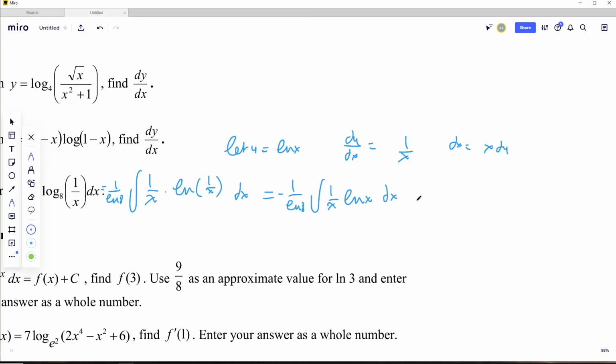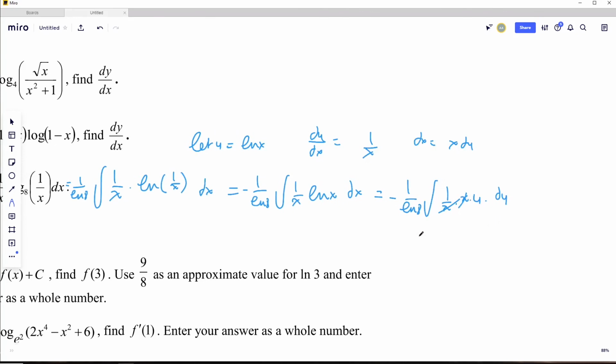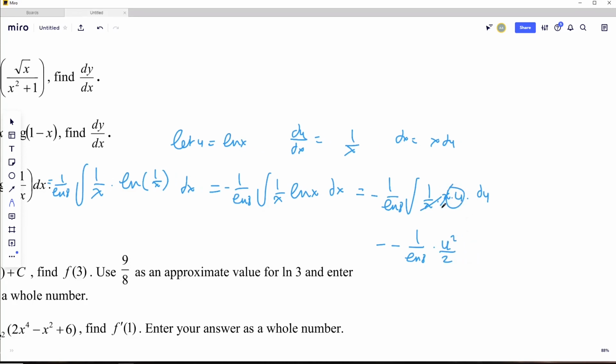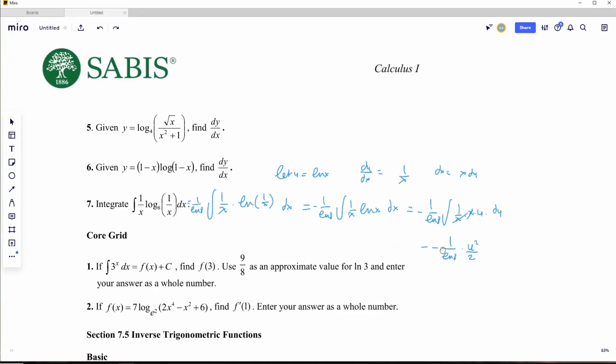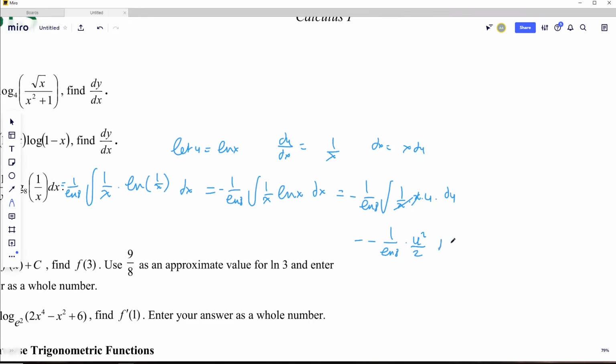Now you can clearly see why it's going to cancel. So minus 1 over ln 8, 1 over x times x times the u. We said it's u times du. This cancels with this. u du, you just square. So minus 1 over ln 8 times u squared over 2, because that's how we do any variable: x dx is x squared over 2. So u squared over 2, and it's indefinite, right? Indefinite, so we have to substitute back, plus c.